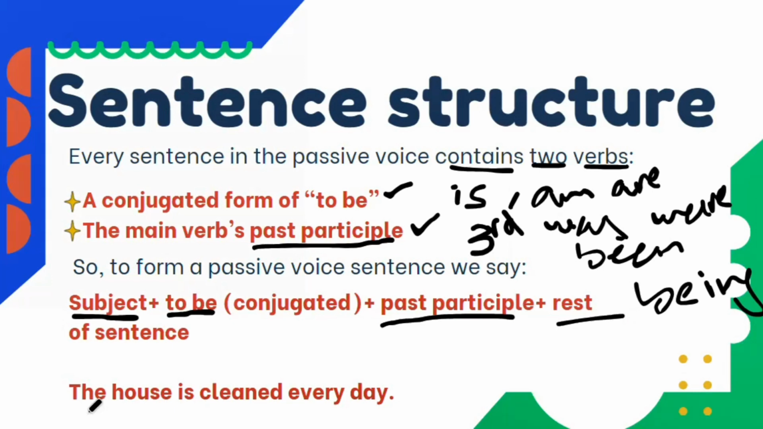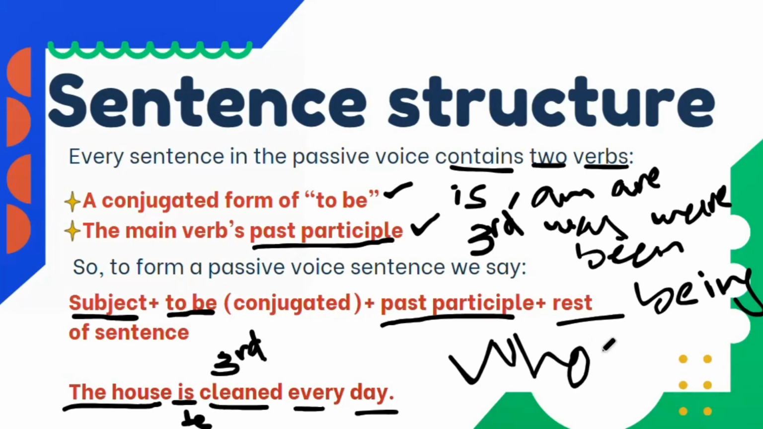The example is: The house is cleaned every day. Is is the form of the be verb. Cleaned is the third form of the verb. This is the main verb here. Every day is simply the extension. The house is cleaned every day. Now we are not mentioning who cleans the house. We are not concerned about the doer of the action. We are just saying the house is cleaned every day, which means that this is a passive sentence.